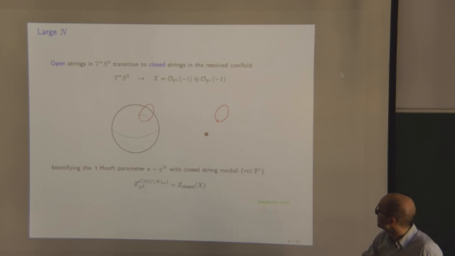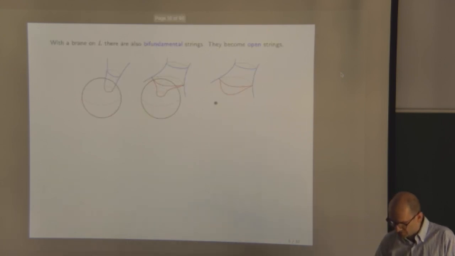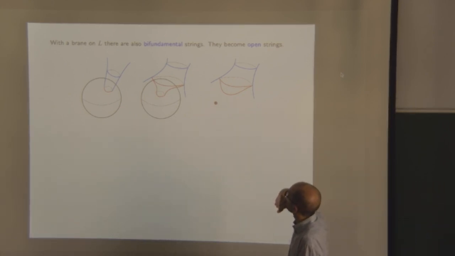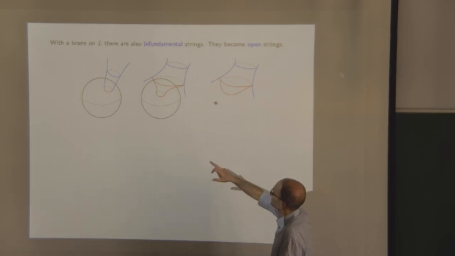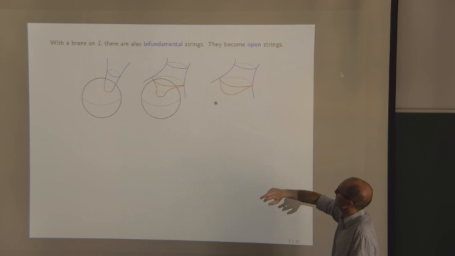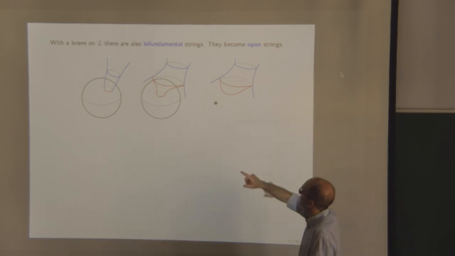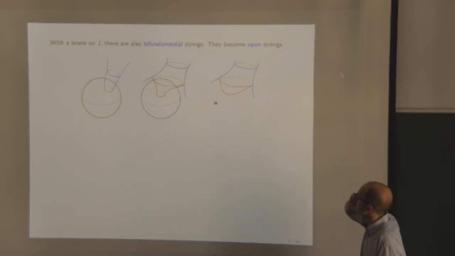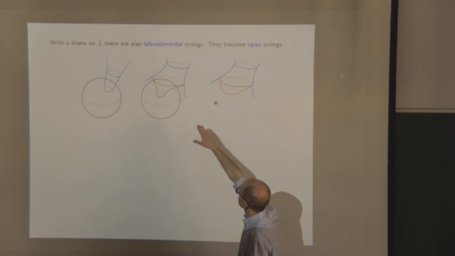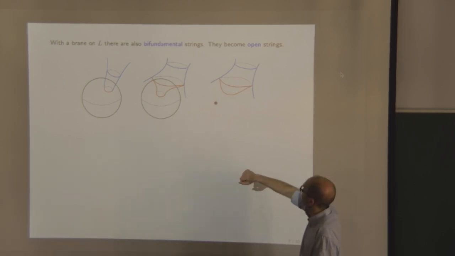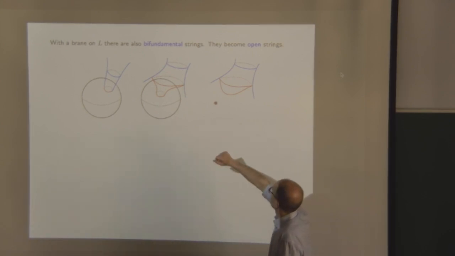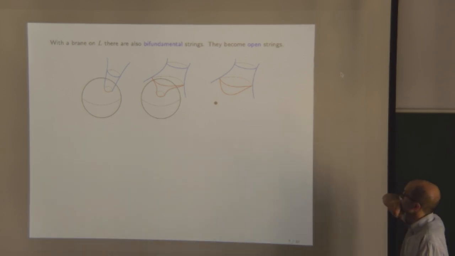Now, this story is without knots, but as I said, we're going to be interested in the case where we have an additional brane on L that intersects S³ along the knot, and one can introduce that through the transition by first shifting off the zero section. This gives rise to strings that stretch between L and S³ with some finite area, and then in the large N limit, these annuli become open strings which only have boundaries on L.